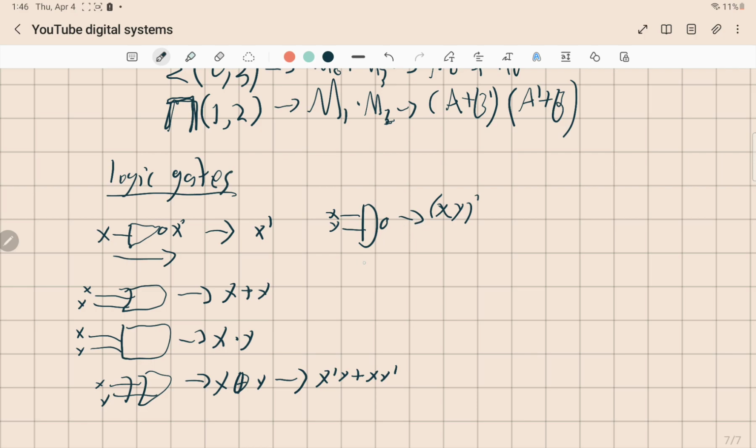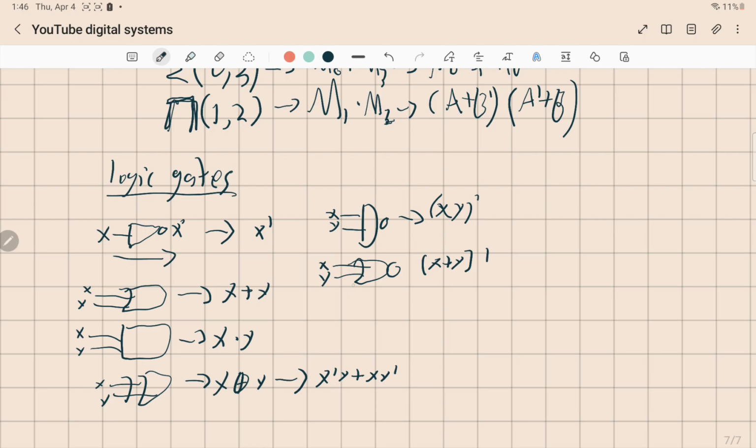Next, we have the NOR gate. This is different than a NOT. I made it kind of weird, but it's a NOR gate, so the curve at the end of it. This is x plus y, NOT.